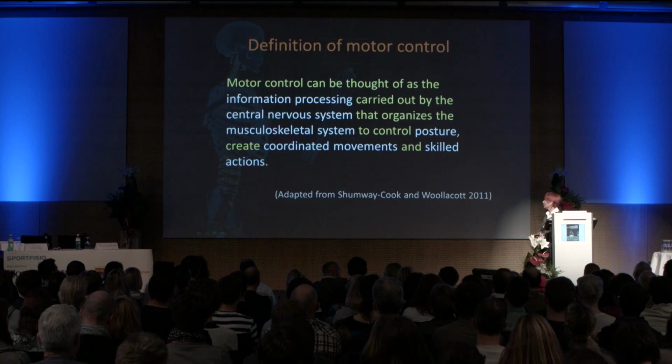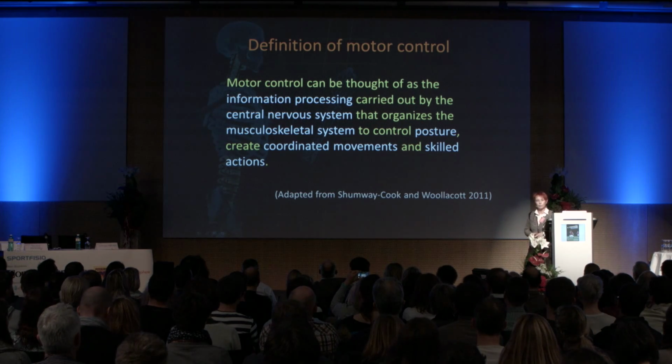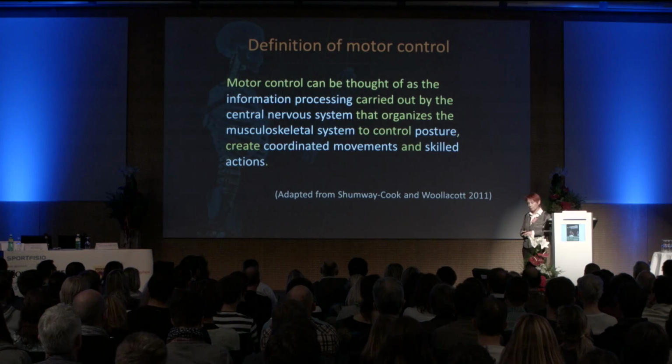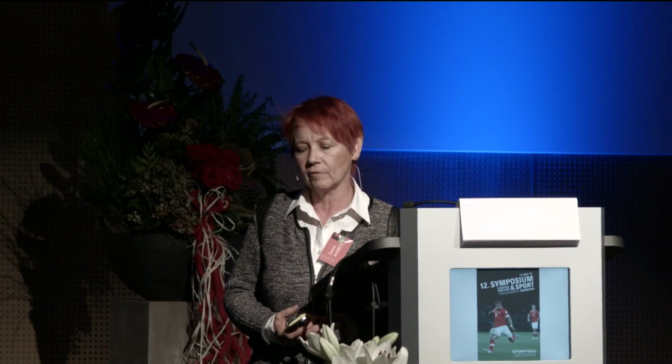What about the definition of motor control? Motor control is thought to be the information processing carried out by the central nervous system. So that's where we get the recruitment part, and the command part. It's processing carried out by the central nervous system to organize the musculoskeletal system to control posture, to create coordinated movements, and skilled actions. And of course, this process is very complicated. If we want, we can divide it and think about it in different parts.